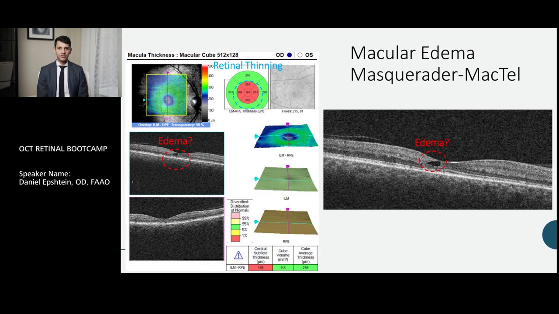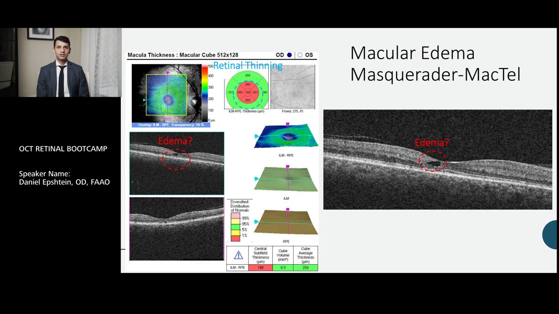An important masquerader for macular edema is MacTel type 2. These patients a lot of times will have little dot hemorrhages temporal to the fovea, but when you do an OCT on them, they don't really have any retinal thickening. But they do have these little retinal cysts, which are sort of like early edema. But when you look at the thickness maps, it's actually retinal thinning and atrophy.